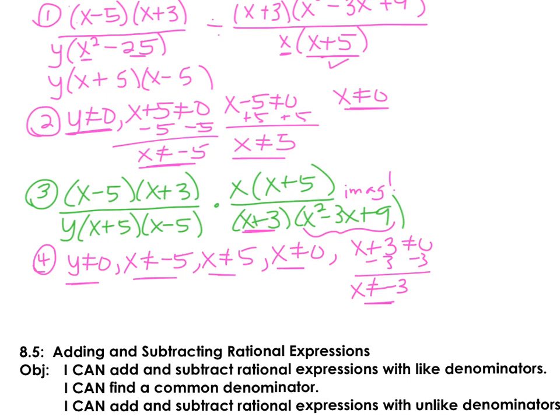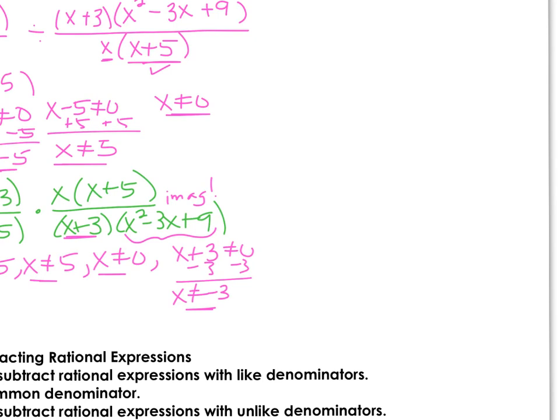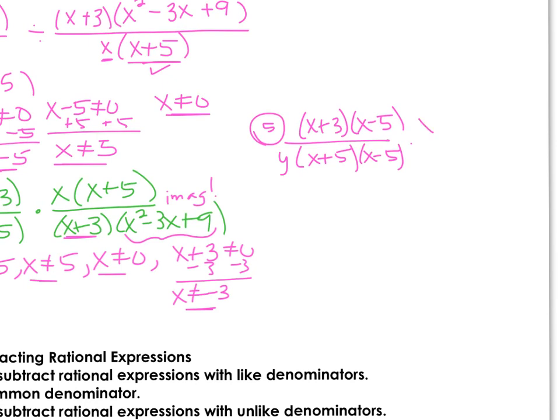I'm going to slide this over to the right a little bit. I hope you have some room to write this. For step 5, let's just take everything in the numerator, x plus 3, and then x minus 5. I just rewrote them, sorry, and switched the order around. And then we have y, x plus 5, x minus 5, times, and then that second one, we have x times x plus 5, over x plus 3 for the small parenthesis, and then x squared minus 3x plus 9 for that big parenthesis.